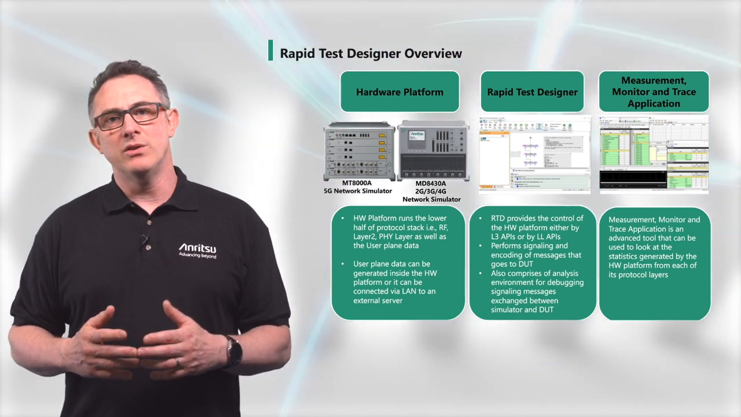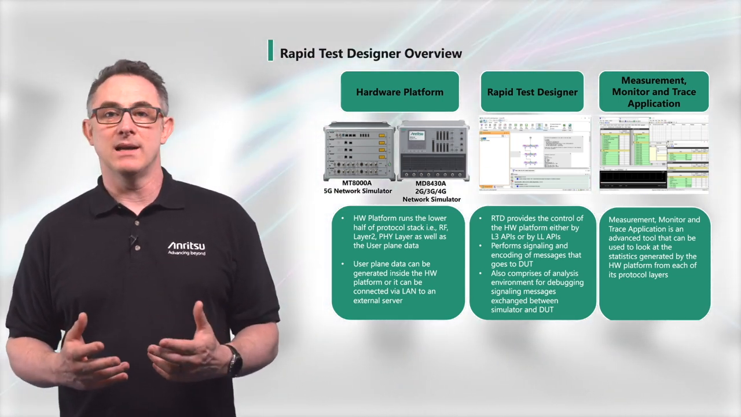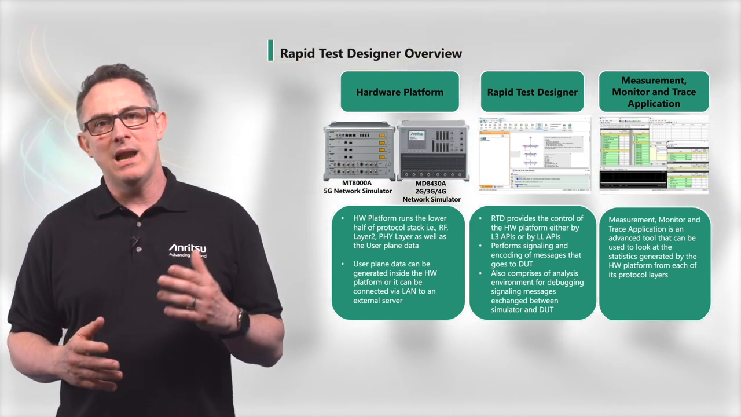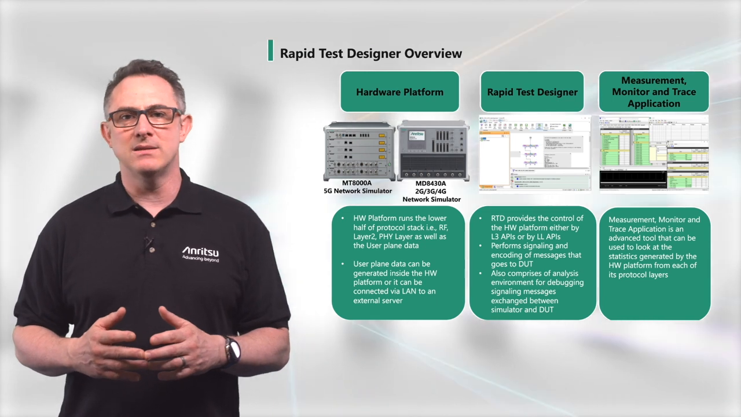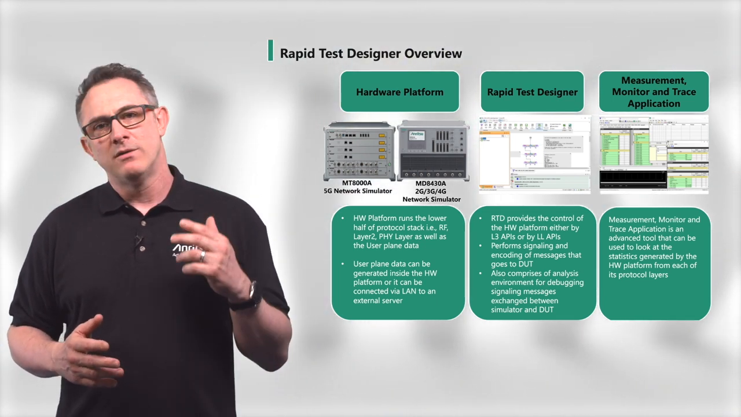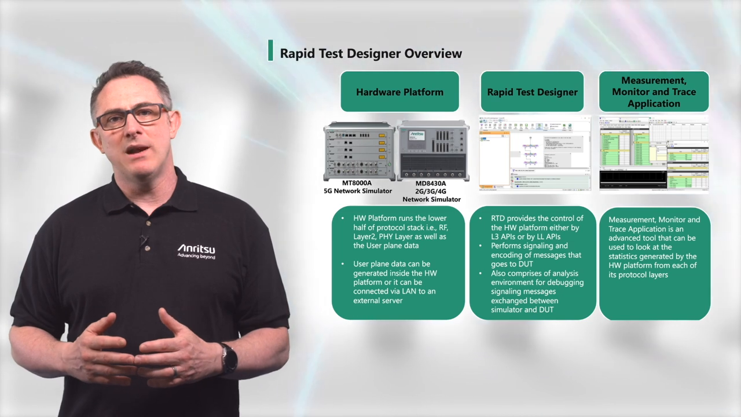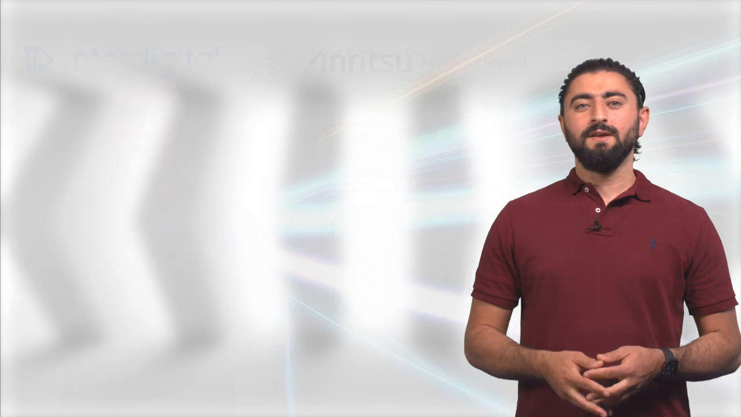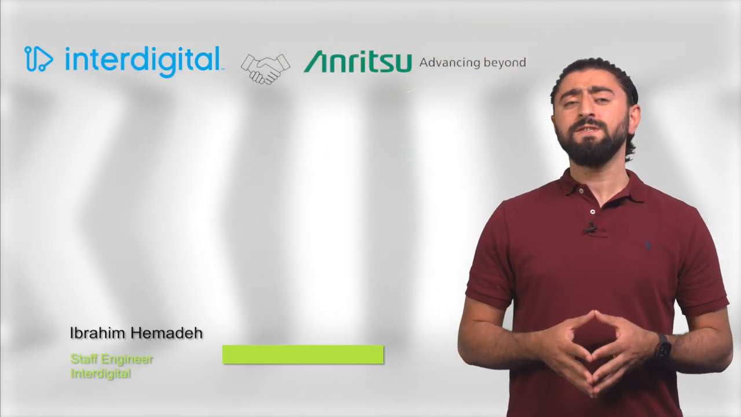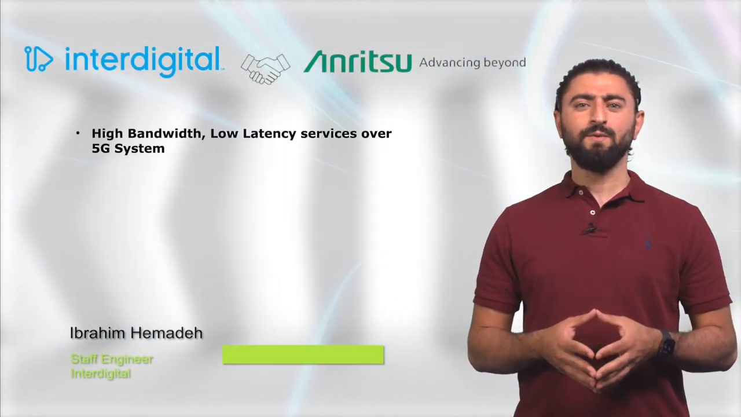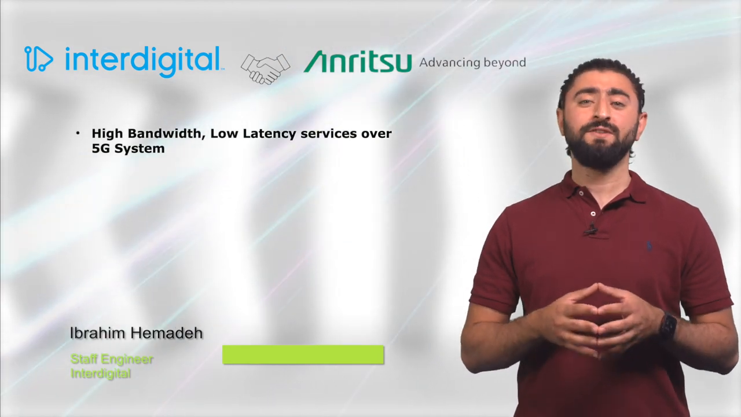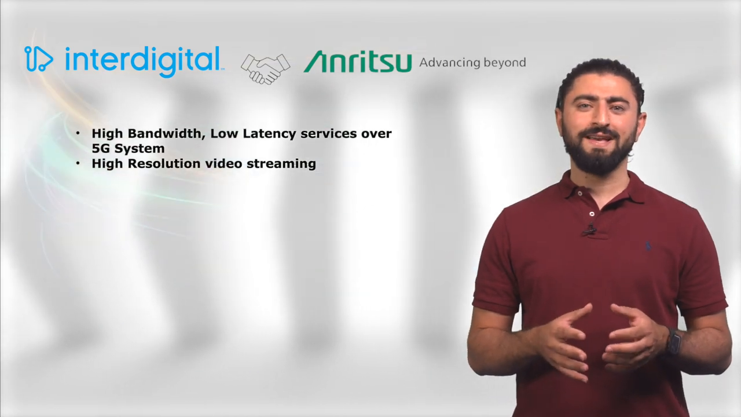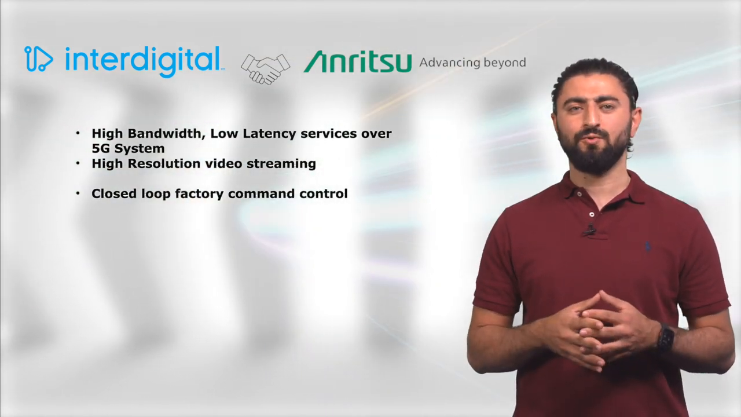Radio resource control and non-access stratum layer 3 APIs allow developers to focus on what to test rather than how to test it, with layer 1 and layer 2 automatically configured to match the over-the-air signaling, from the radio interface up the stack to user plane functionality, allowing end-to-end and top-to-bottom connection testing. InterDigital Labs has been working closely with Anritsu to demonstrate high bandwidth and low latency services over the Anritsu 5G system. These services include high resolution video streaming and closed loop factory command control.